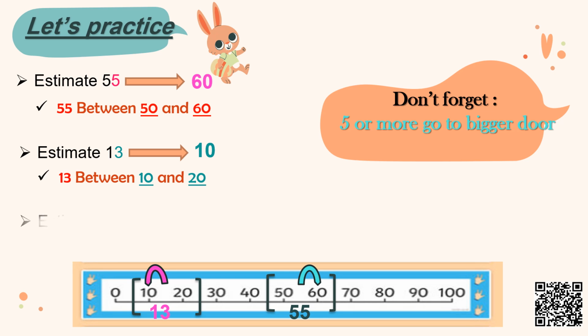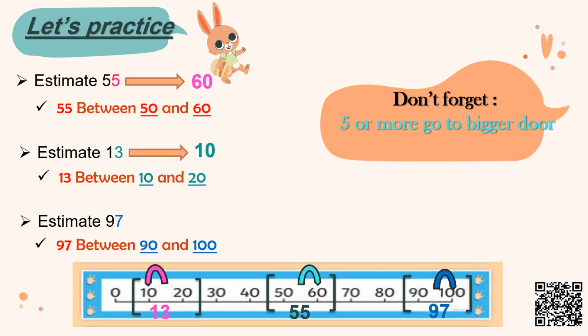Another one, estimate 97. 97 between what and what? Look at the number line. 97 between 90 and 100. Look at ones. 5 or more, go to next door. Here we have 7. 7 more than 5. So we will go to next door. It will be 100.